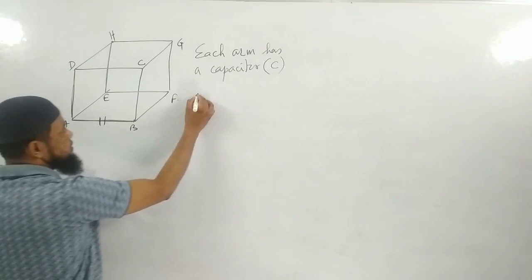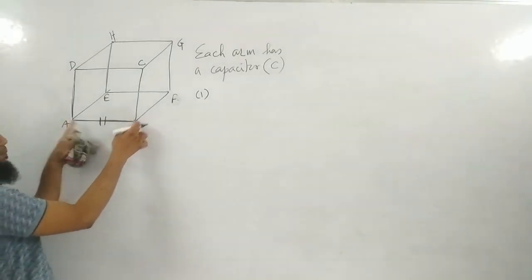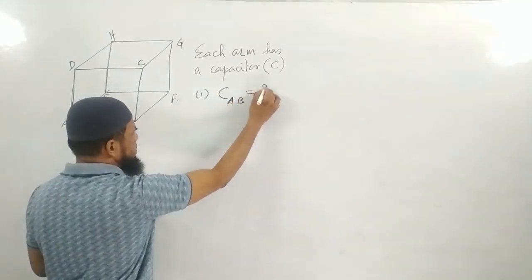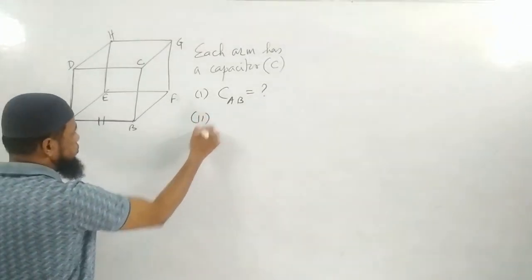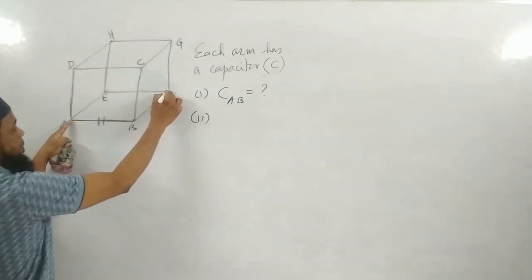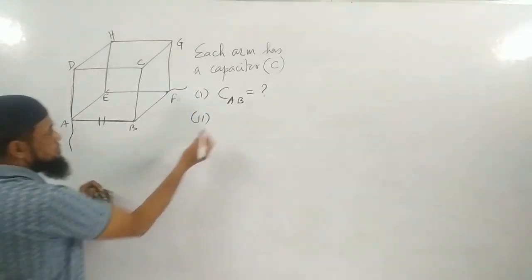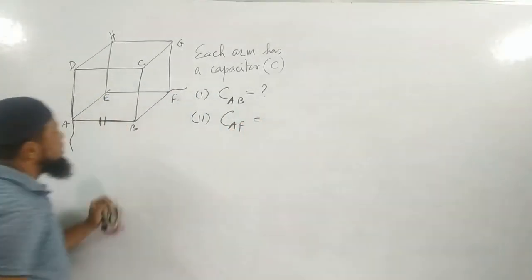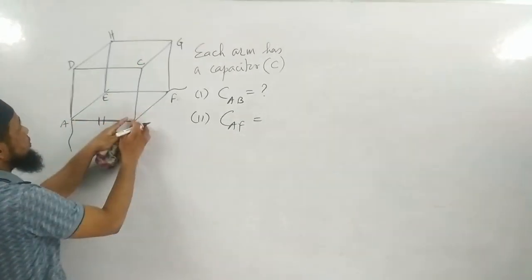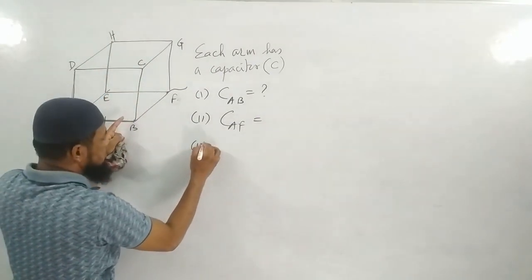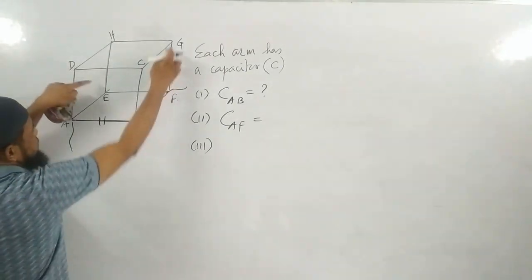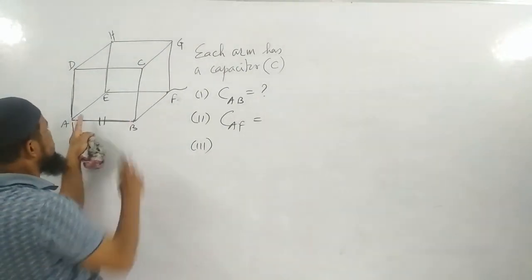We can find it three ways. Number one, across one side, that is between AB or between BF or between AE, across a side. CAB, how much? Number two, across a face diagonal. This is one of the faces. So face diagonal. What is the equivalent capacitance between A and F? CAF. Number three, across a body diagonal. Body diagonal going from one corner to the other corner. Between B and H, equivalent capacitance. Between B and H, or between A and G, or between D and F, or between C and E.